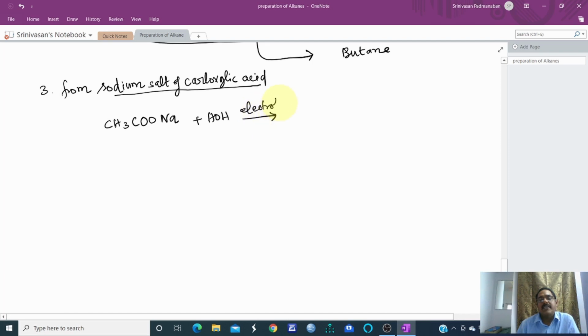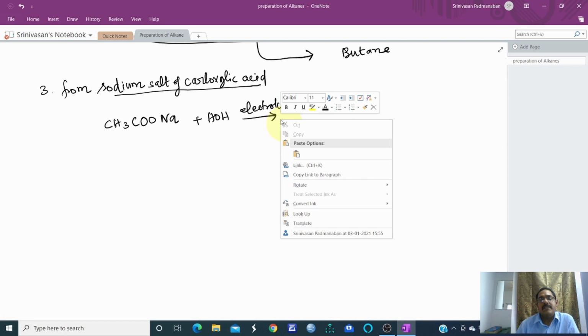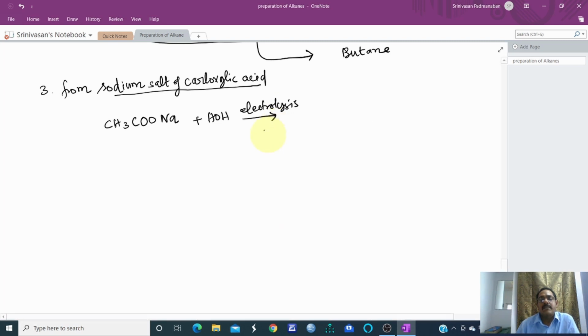You have to pass electricity. So electrolysis. If you pass electricity, let us see what happens. Okay, lysis means, what do you mean by lysis? Lysis means breaking. Breaking with what? Breaking with electricity, by passing electricity. If you pass electricity, the bonds will be breaking. So that we call it as electrolysis. How this will be? Let us see.